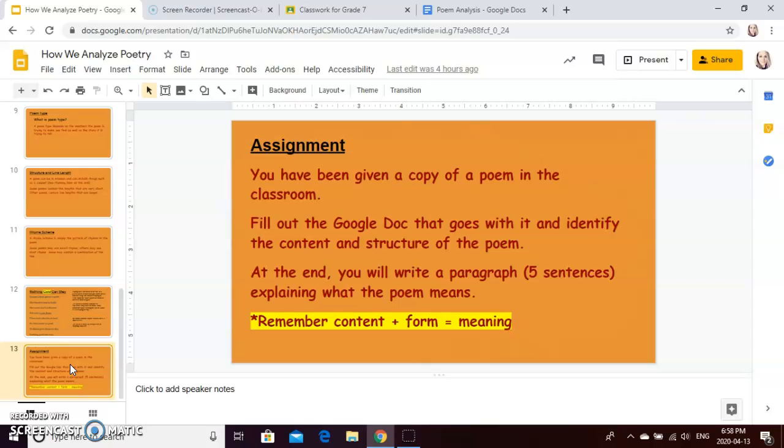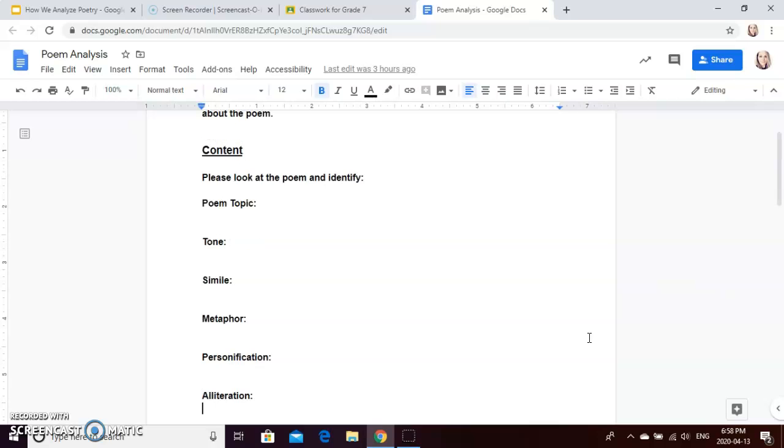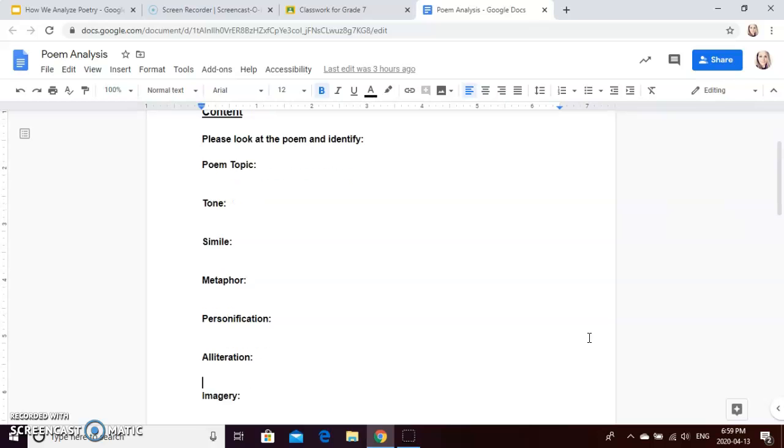At the end, you're going to write a paragraph, about 5 sentences, explaining what you think the poem means. Remember, the poem that you're analyzing is not the same one we've done in this lesson. It's a separate one called Truth, and it will be attached to your assignment in the classroom. So, here's the assignment. You're going to read the poem Truth and analyze the following questions about the poem. So, content: please look at the poem and identify the topic, tone, simile, metaphor, personification. Again, you may not have all of these things in the poem Truth as you read it. Just fill out the ones that are there.